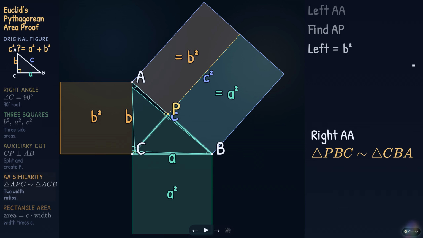Now repeat the same idea on the right. Triangle PBC is similar to triangle CBA. The proof has a beautiful symmetry here. The other side is not new mathematics. It is the same move mirrored.